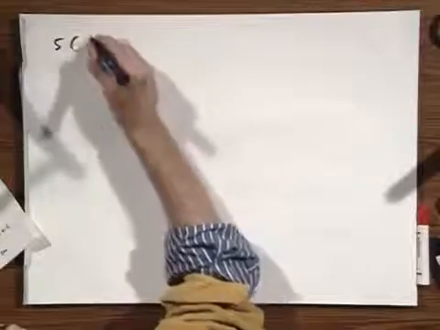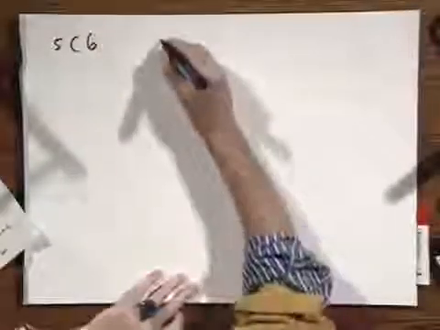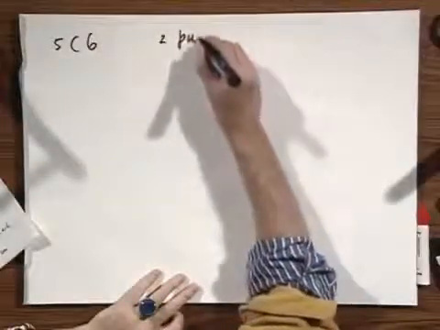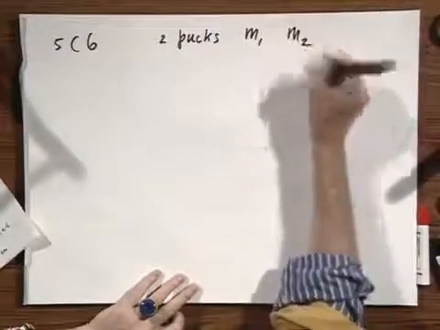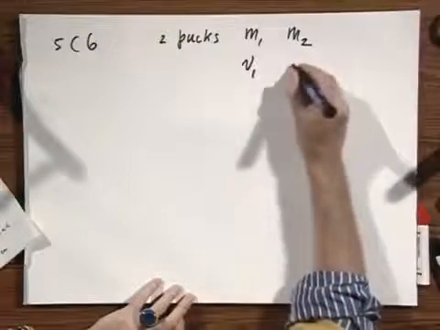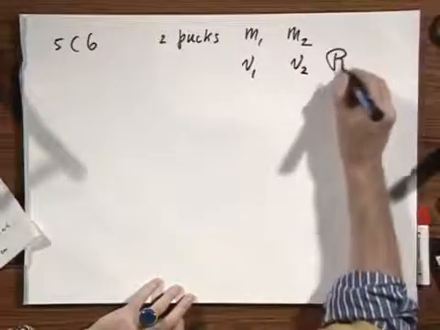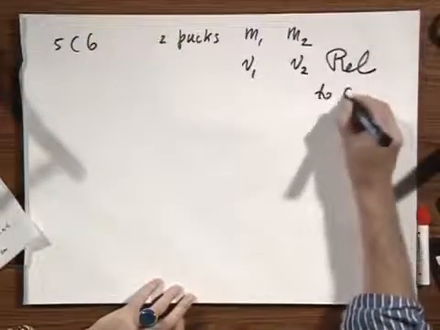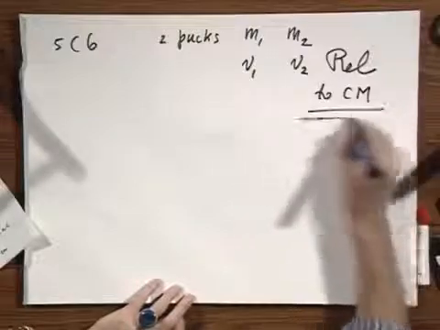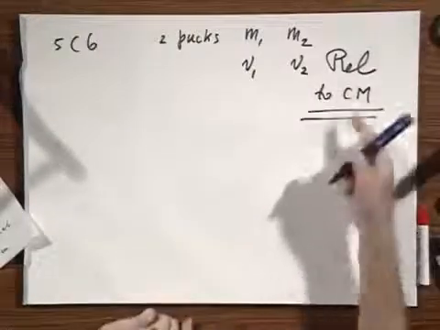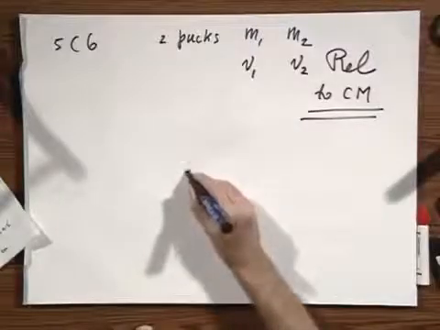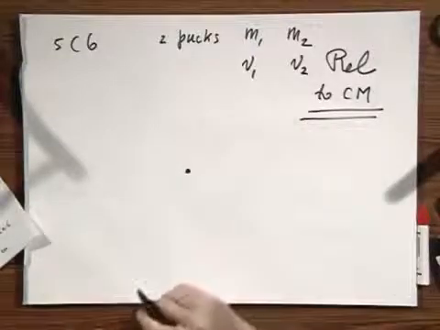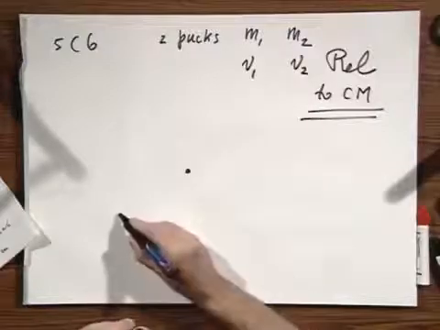And this is 5C6. I believe it's our last problem, at least the last one that I will do. Not sure though. I have two pucks, M1 and M2, and they have velocity V1 and V2 relative to the center of mass. It's very important. It's not relative to my lab, it's relative to the center of mass. So, here is the center of mass.